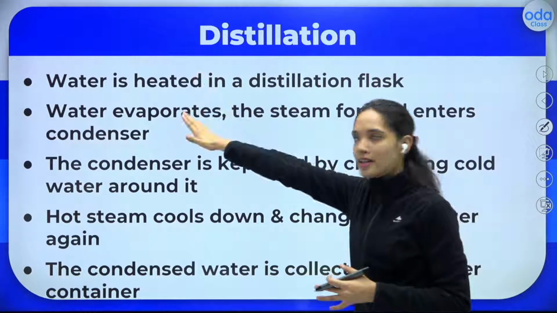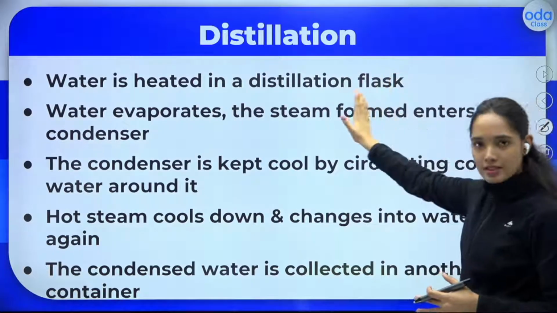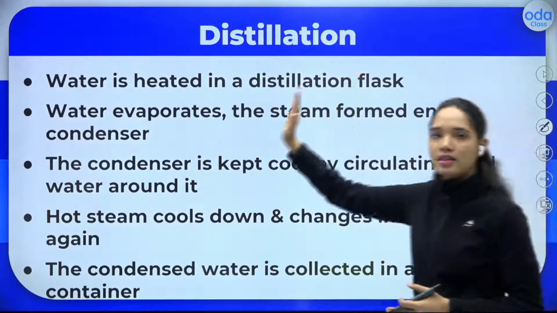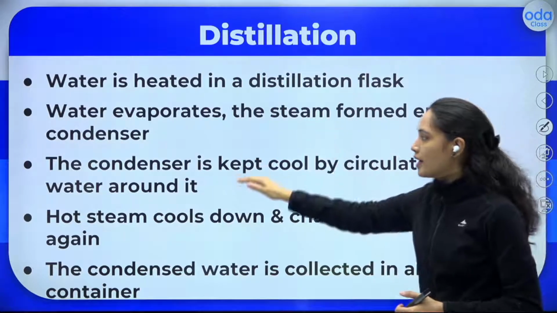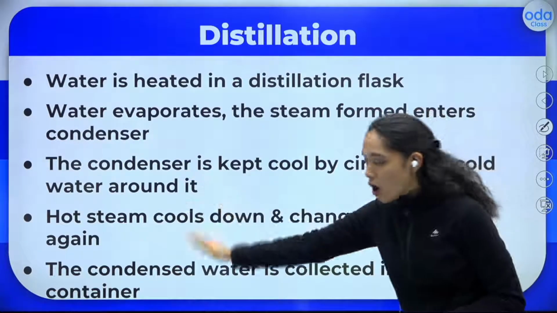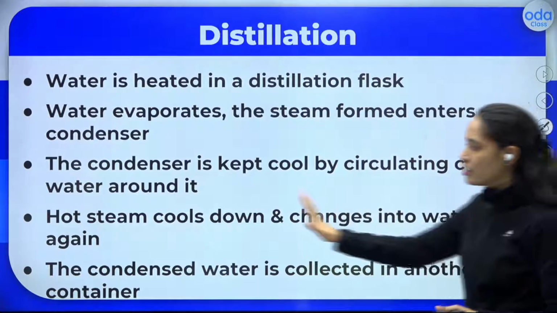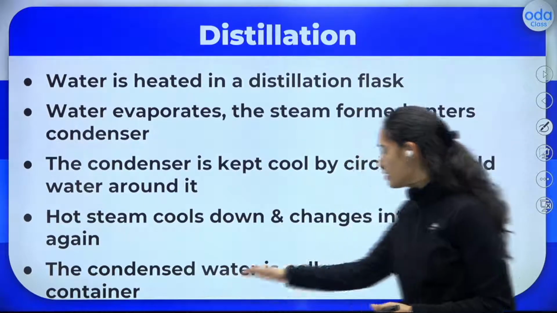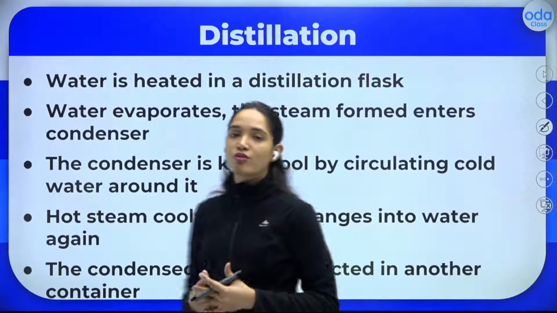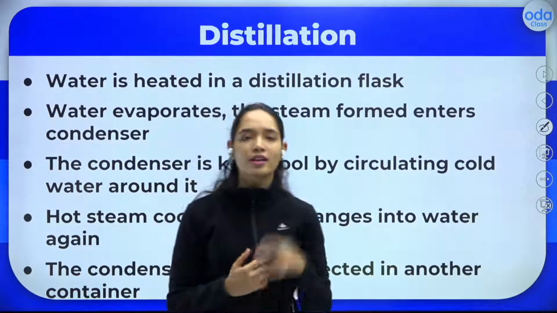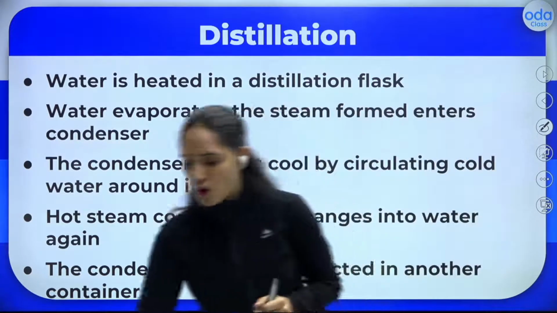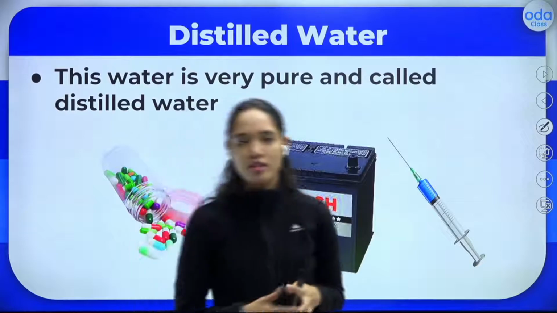So first, water is heated in a distillation flask. Then water evaporates, and the steam formed enters the condenser. The condenser is kept cool by circulating water around it, so the hot steam cools and changes into water again. The condensed water is collected into another container, where you receive the purest form of water, that is your distilled water.